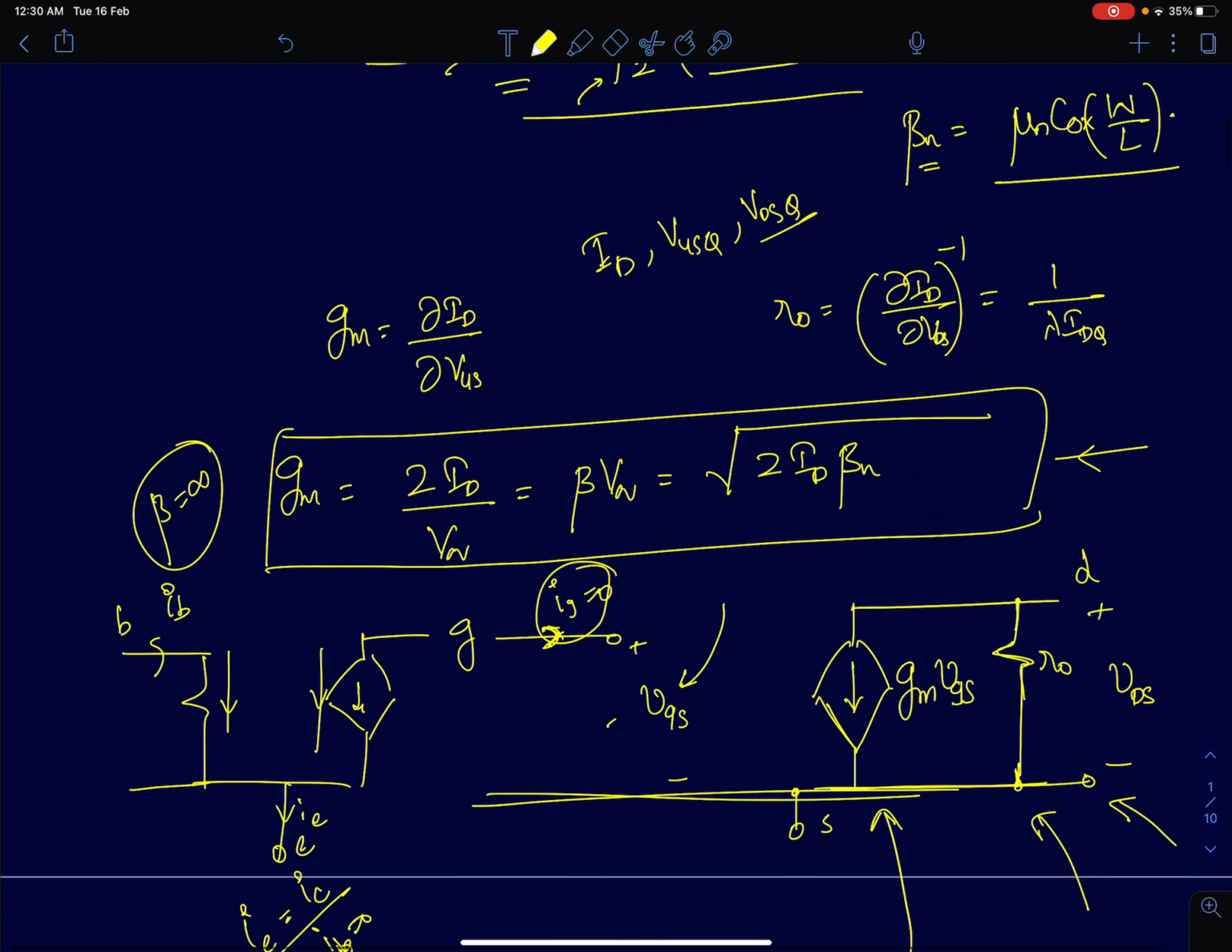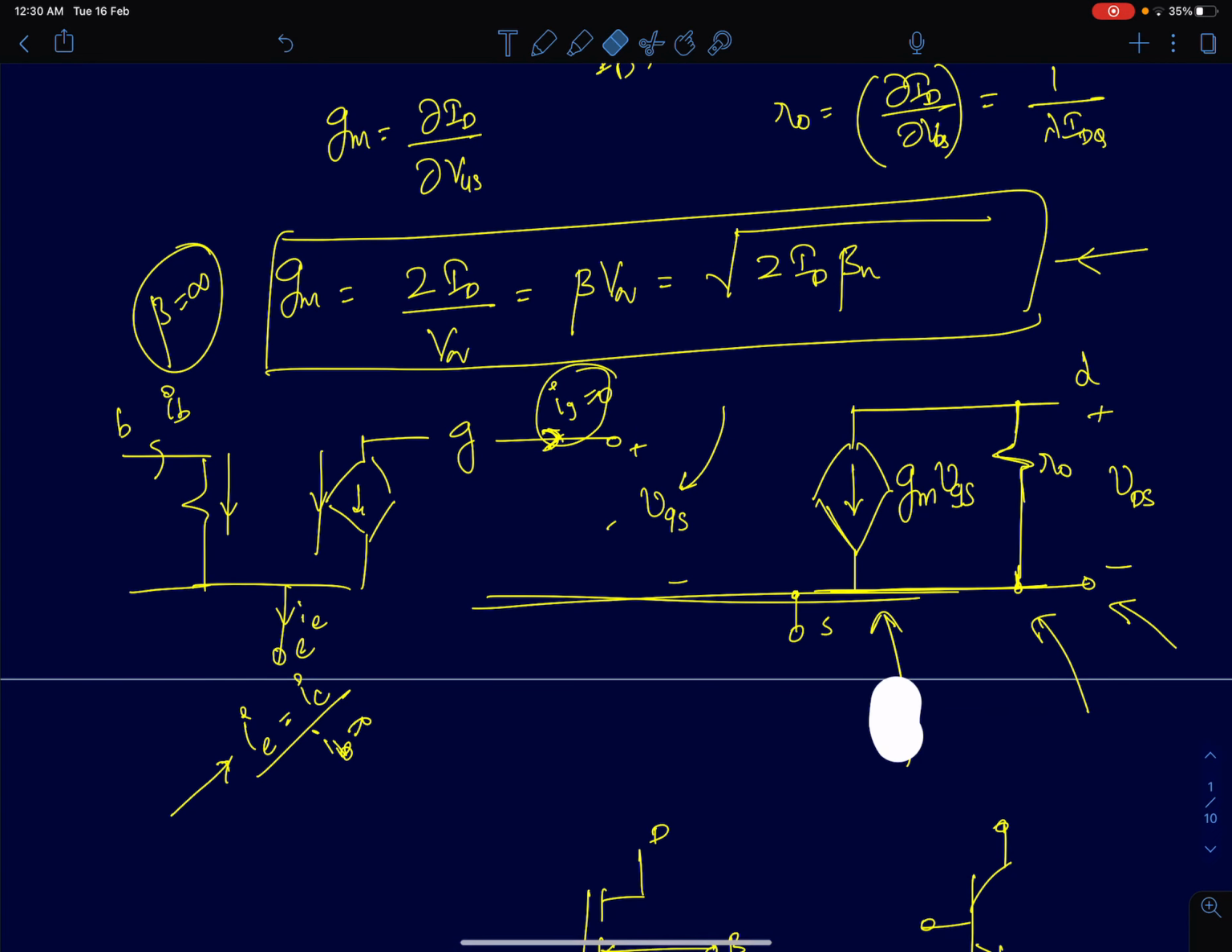So that's what is shown here in the small signal model. Once you know the drain current, you can estimate the small signal parameters of the MOS device. So the 3-terminal MOS device is represented in this model that's shown here.